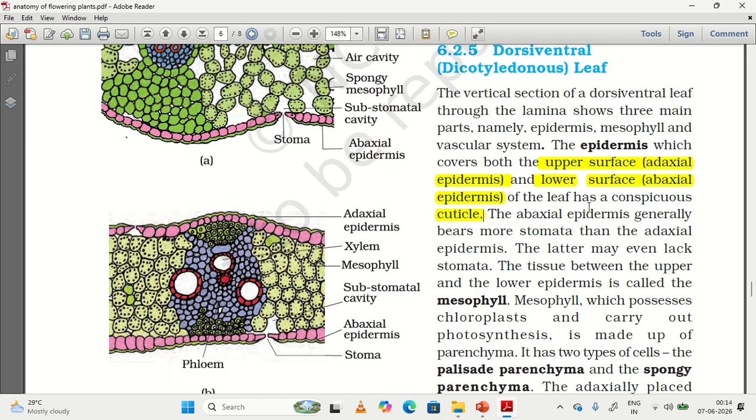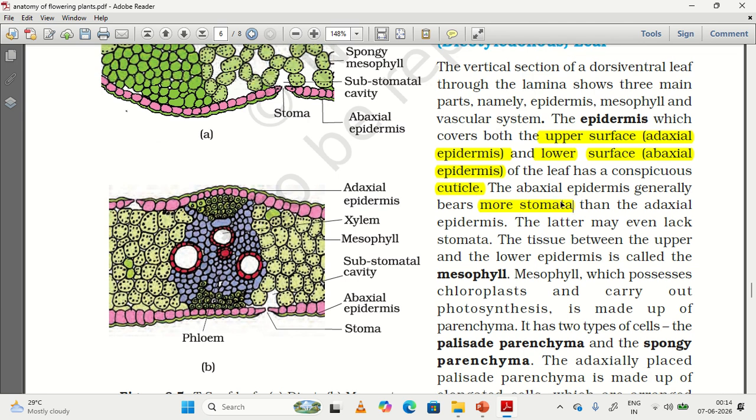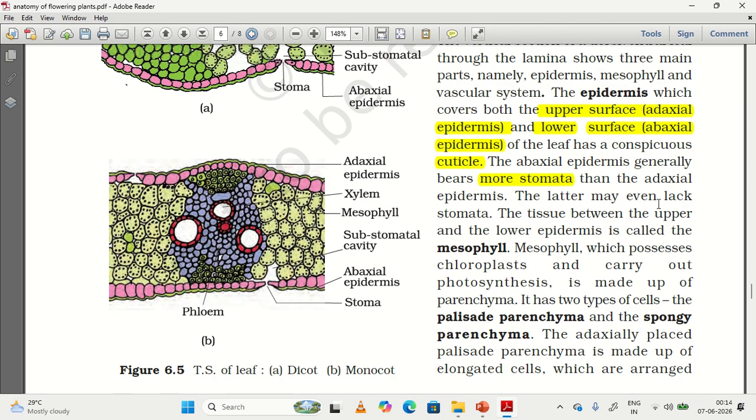The abaxial epidermis or the lower epidermis will generally bear more stomata. So remember, more stomata are present on the lower surface of the leaf in comparison with the upper epidermis. The latter may even lack stomata, meaning sometimes on the upper epidermis the stomata may be absent completely. The tissue between the upper epidermis and the lower epidermis, we call it mesophyll.